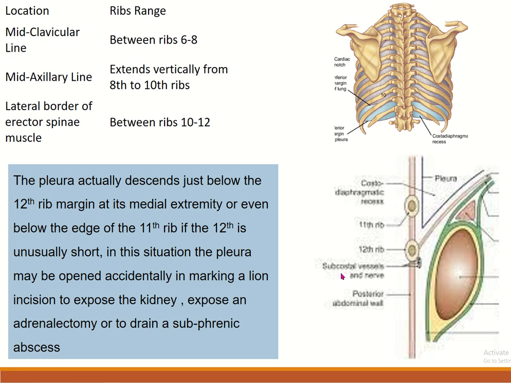The pleura actually descends just below the 12th rib margin at the medial extremity, or even below the edge of the 11th rib if the 12th rib is unusually short. In this situation, the pleural cavity is lower in position, so it may accidentally be exposed or incised during exposure of the kidney.